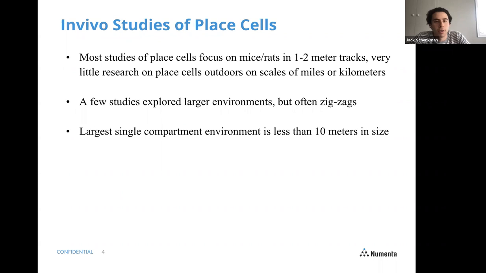So basically, most studies of place cells have been focused on relatively small environments, like 1 to 2 meters in size. And there's been little research on more realistic environments, meaning the kilometers that animals tend to traverse as they go about their daily activities. There's been a few studies in larger environments, but these environments often have zigzags or can be compartmentalized into smaller environments. So they're effectively just a conglomerate of many small environments.